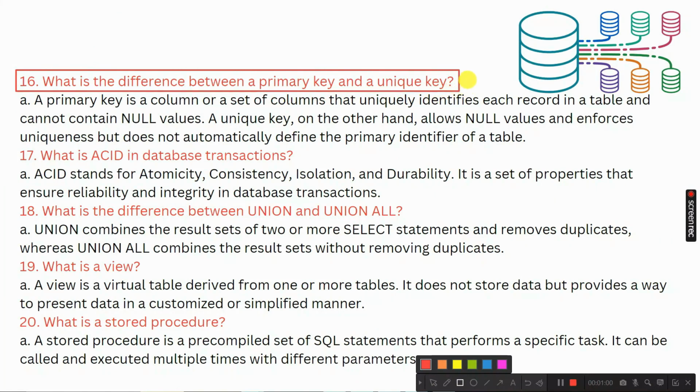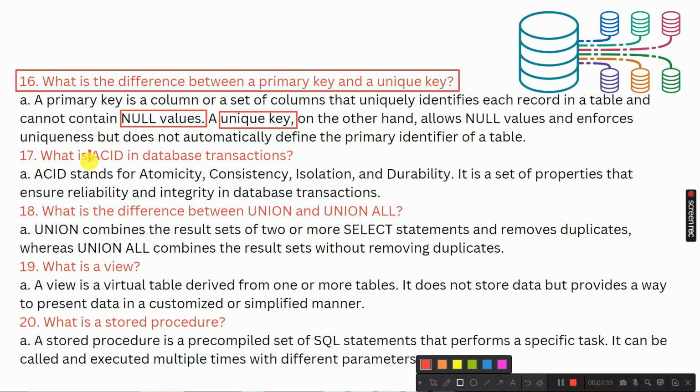This is also one of the most important questions. So the answer is, a primary key is a column or a set of columns that uniquely identify each record in a table. And remember, it cannot contain the null value. Whereas in case of unique key, it allows null value and it enforces uniqueness, but does not automatically define the primary identifier of a table. This is the main difference between the primary key and foreign key.